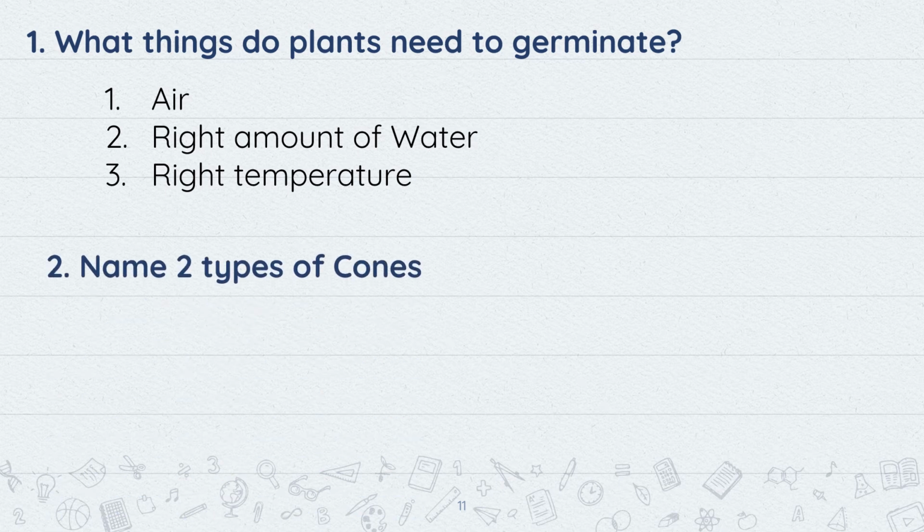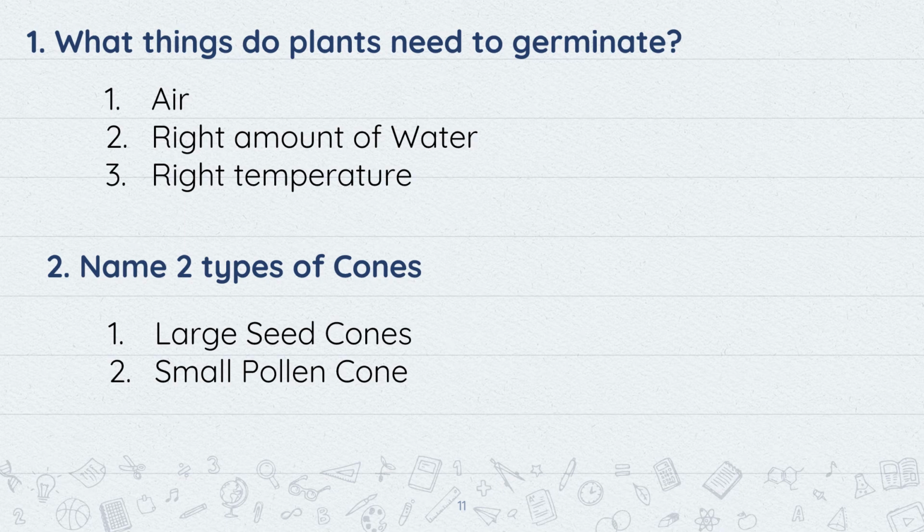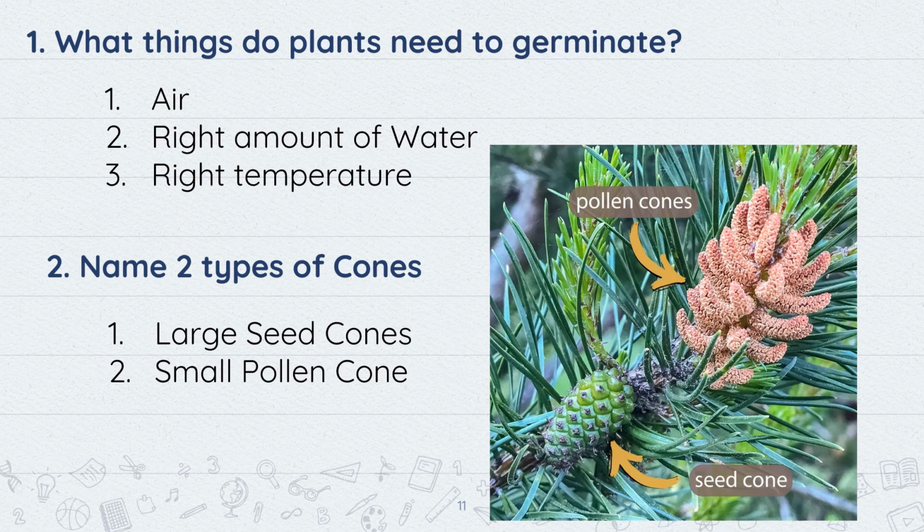Now, name 2 types of cones. Do you remember the type of cones? There was a large seed cones and a smaller pollen cones. So you can see them in the picture. The pollen cones are the ones before they reproduce. Then they become seed cones, where inside there are the seeds that are going to grow and become another tree. Can you see them?